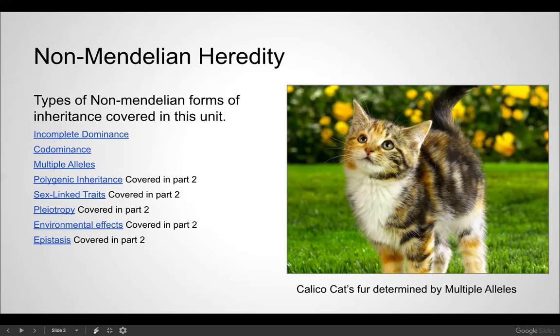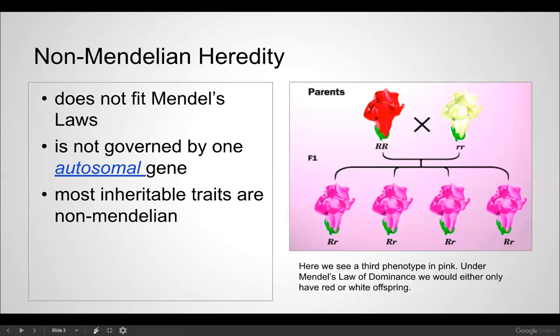So if you look at this picture of a cat, that cat has not only a white allele for hair color, it has a black allele, a tan allele, a red allele. It has lots of different colors and certain inheritance patterns. Potentially you can have a cat that has multiple hair colors. All right, so again, these are things that don't fit into Mendel's laws.